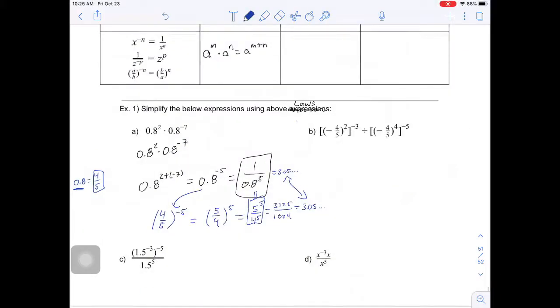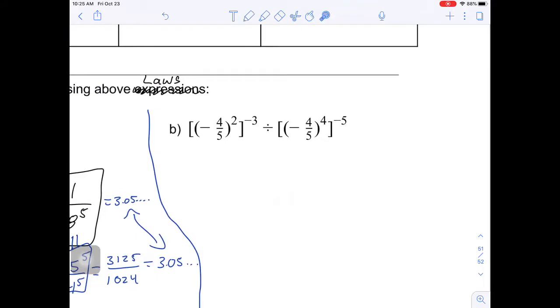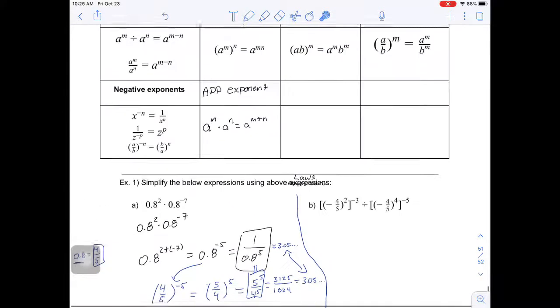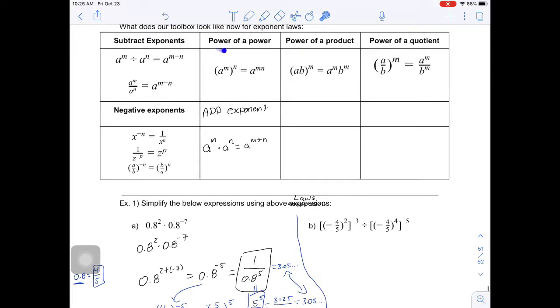Let's move on to B here. So there's lots going on in B. In order to go about B, we have to apply quite a few different exponent laws. So again, it's a bit of a puzzle. First, figure out what you want to do. Here I have a quotient that has a power to the power. So the first thing I can do easily to both of these is apply my power of a power law.